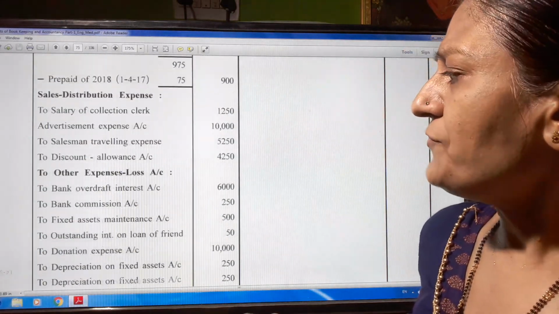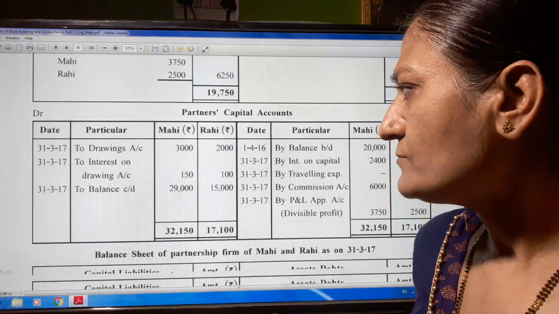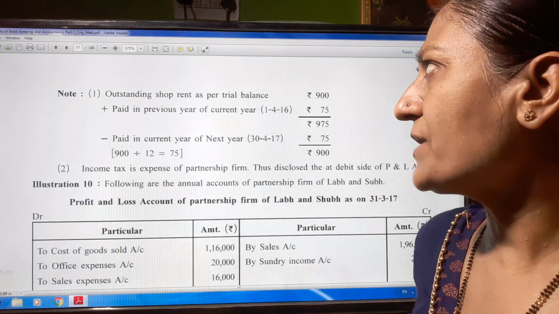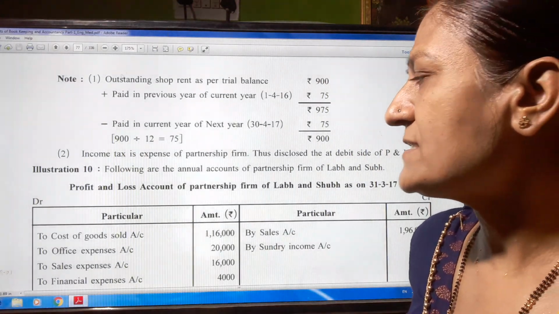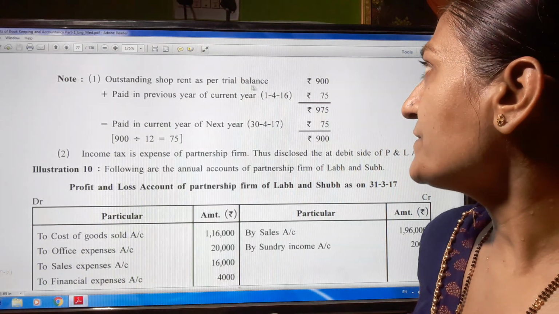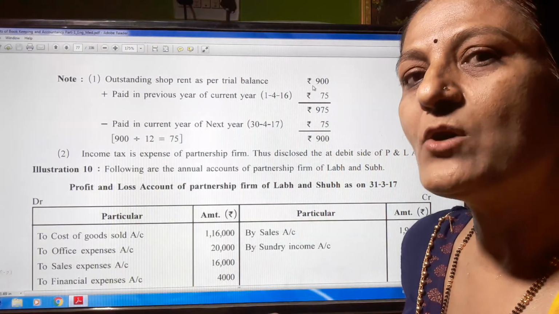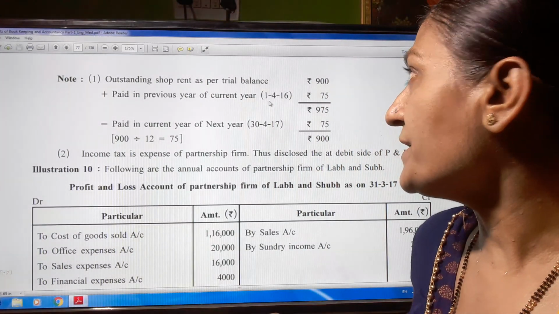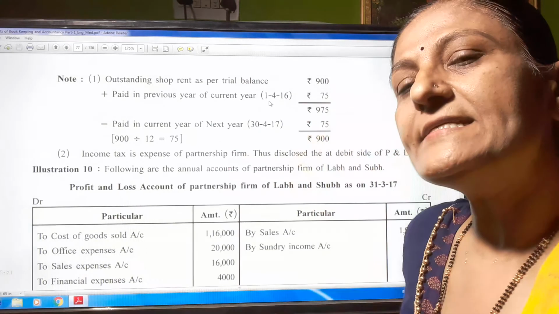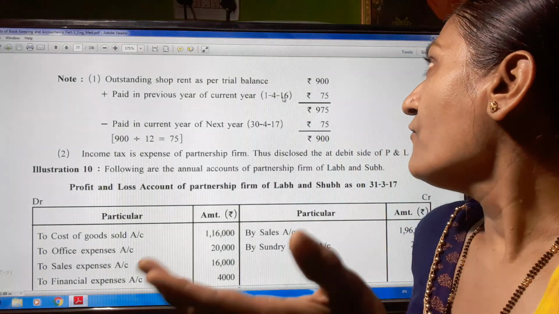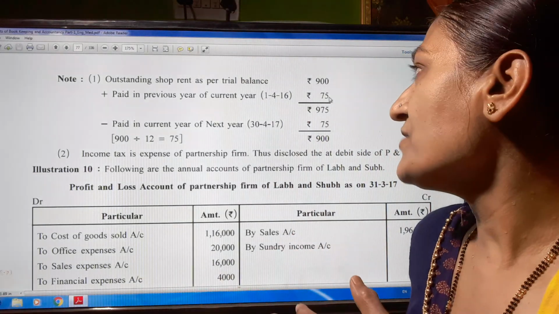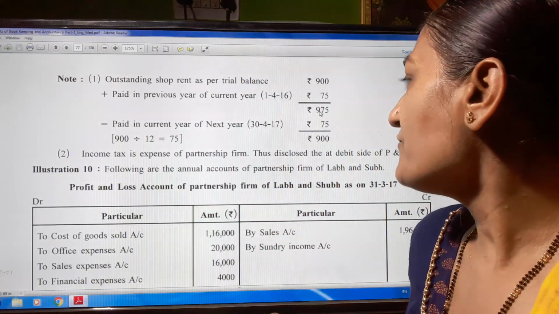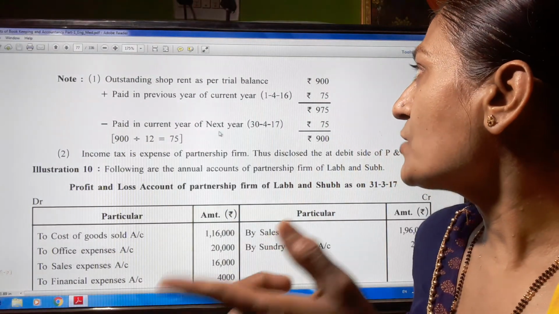Now if there is any calculation, then first we complete the calculation. First note, outstanding shop rent as per the trial balance is 900, because we know that 900 was paid in the previous year for the current year. Previous year, 1/4/2016, and it is 75. So add this because it is a previous year. So 975, minus paid in the current year for the next year.